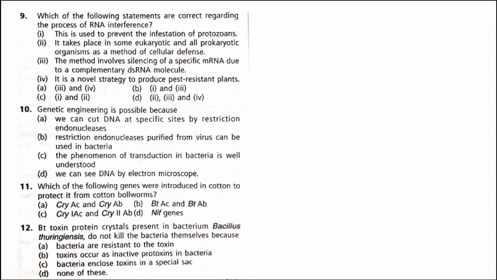Next, which of the following statements are correct regarding the process of RNA interference? 1. This is used to prevent the infestation of protozoans. 2. It takes place in some eukaryotic and all prokaryotic organisms as method of cellular defense. 3. The method involves silencing of a specific mRNA due to a complementary double-stranded RNA molecule. 4. It is a novel strategy to produce pest-resistant plants. So what will be the answer? The answer will be option A, both 3 and 4.